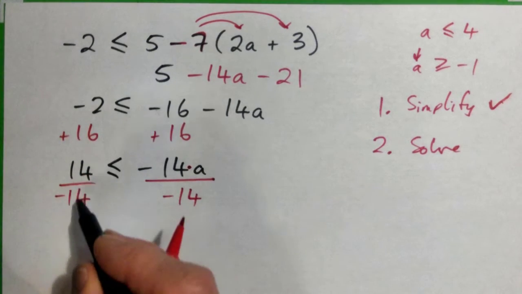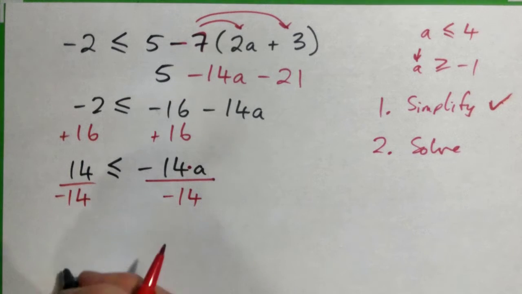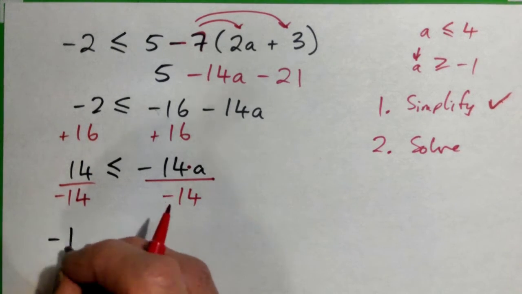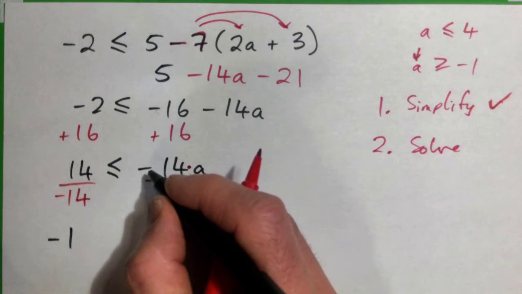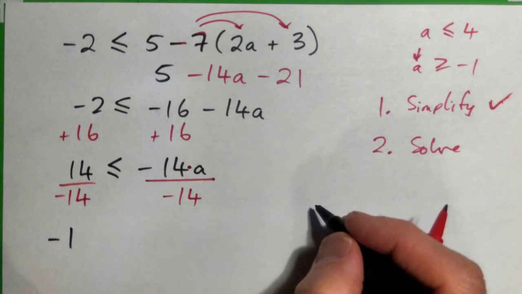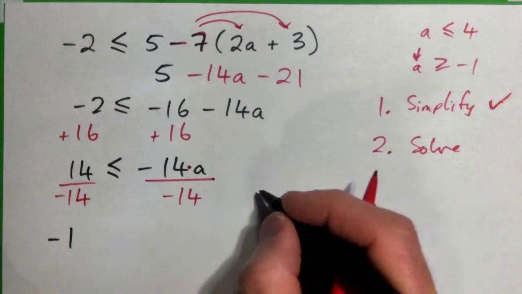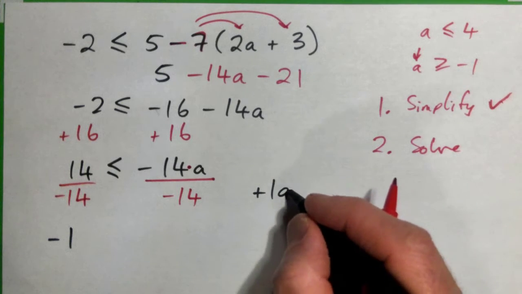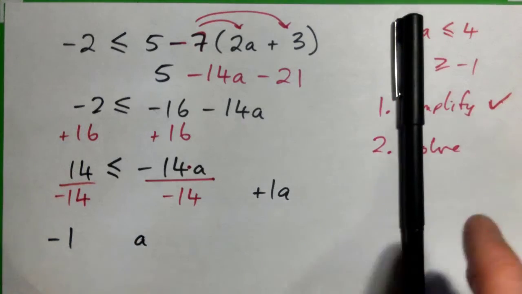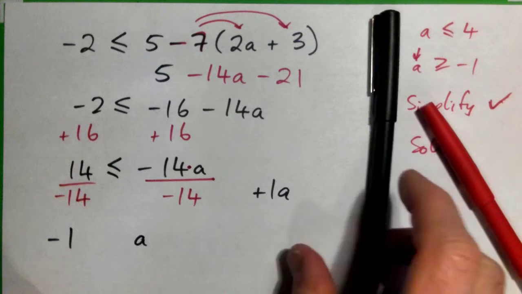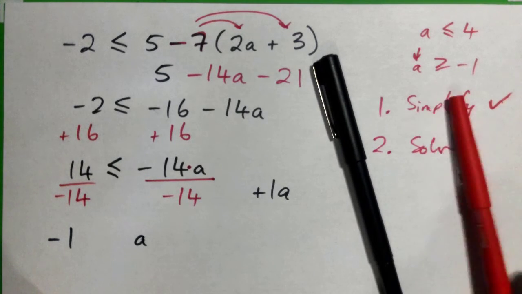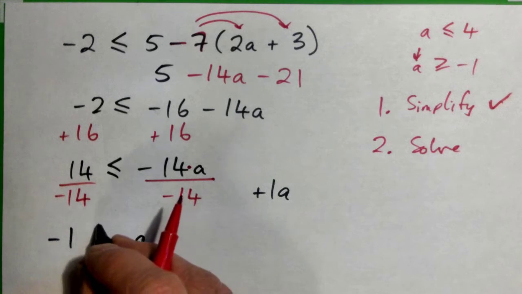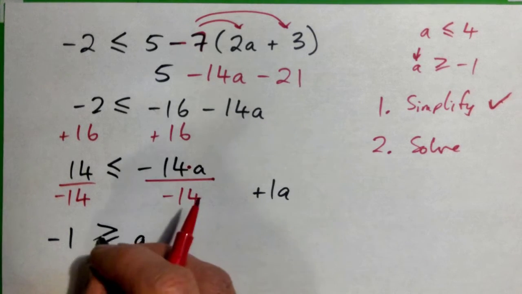So on the left, positive 14 over negative 14 makes negative 1. Good. On the right, we get what? A. Because negative over negative is positive. 14 over 14 is 1, and we have a. So positive 1a or just a. We divided by a negative on both sides, though. So what do we do with the inequality sign? Good. It changes direction. So it goes in that direction.